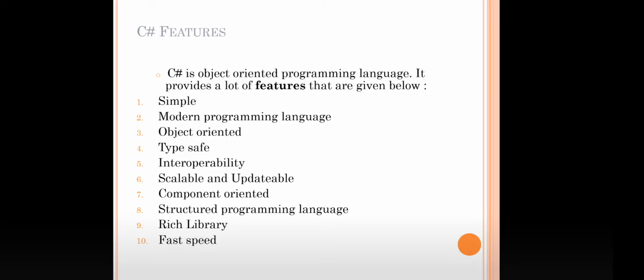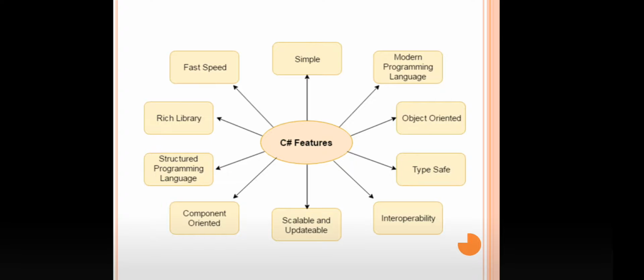Object oriented. Type safe is a new feature which was developed here. And interoperability. It operates on many platforms. Scalable and updatable. It's updating day by day. New features are being added. Component oriented. A new feature introduced was component oriented and structured programming. Its library is very huge, so it's rich in library and its speed is fast.